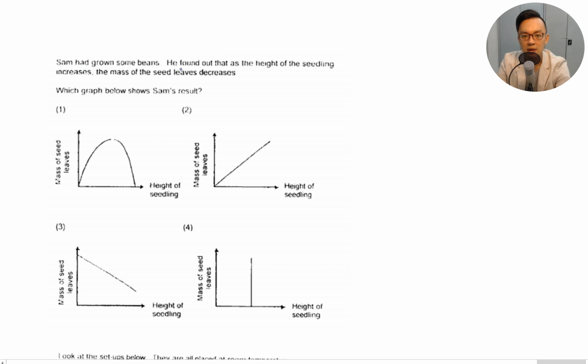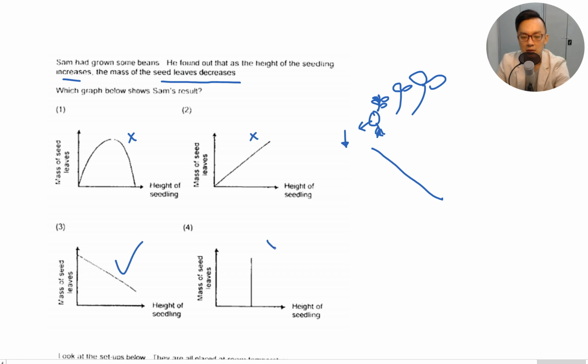Sam had grown some beans. He found out that as the height of the seedling increases, the mass of the seed leaves decreases. All right, so which graph below shows Sam's result? Again, quite similar to the question above. As the seedling grows bigger and bigger, the mass of the seed leaf will decrease, so it will go down like that. So therefore this is wrong, this is wrong, this is correct, and this is wrong. So the answer is 3.